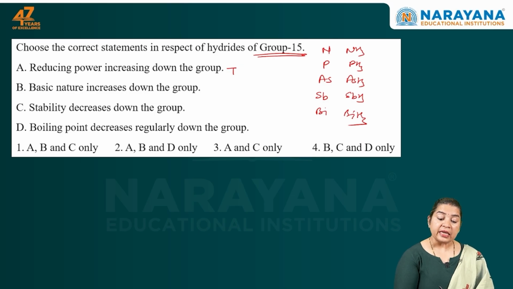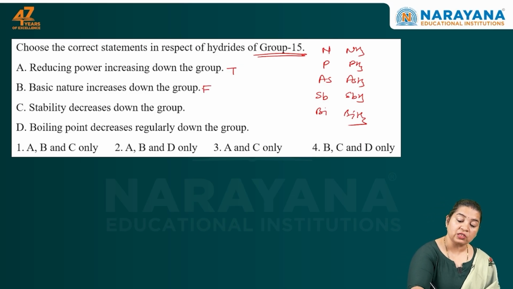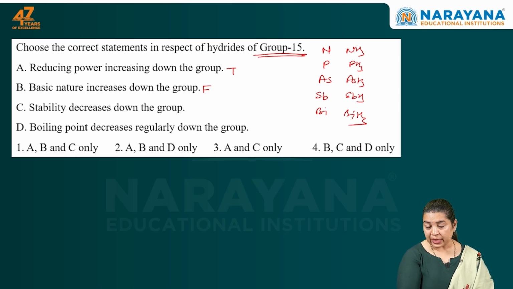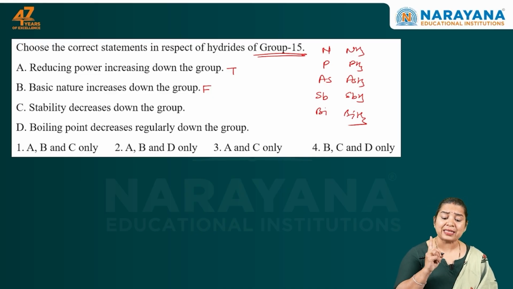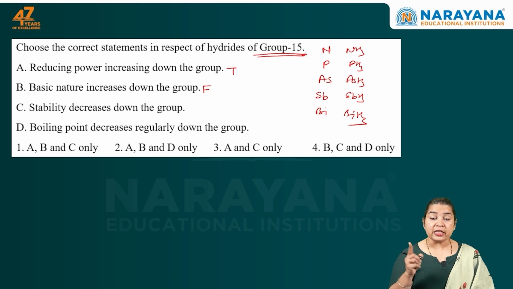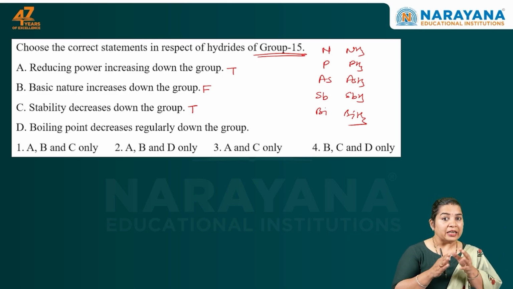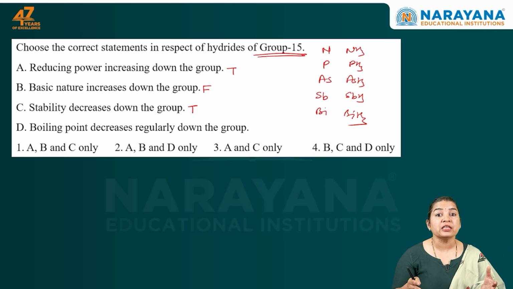Basic nature increases down the group is a false statement. Why? Because the Lewis basic nature in the 15th group increases with increased charge density or increased lone pair density on the central atom. So ammonia is a better Lewis base than phosphine or any further down the group. So B statement is false. Stability decreases down the group, that is again a true statement, because as we go down the group, the difference in energy between the central atom and hydrogen increases and the bond becomes more and more unstable. So C statement is correct.